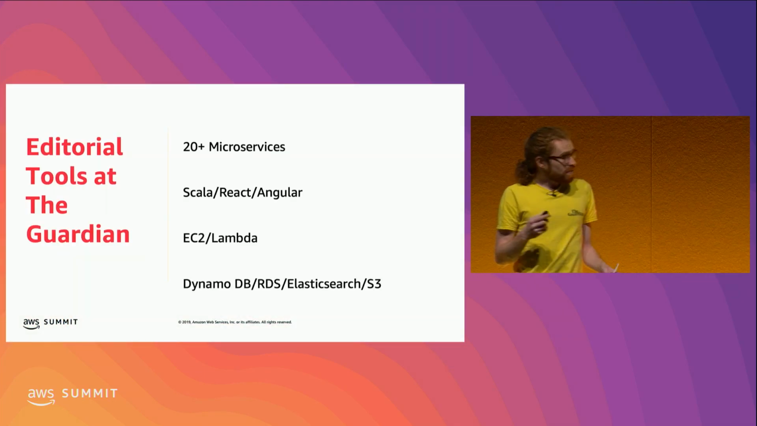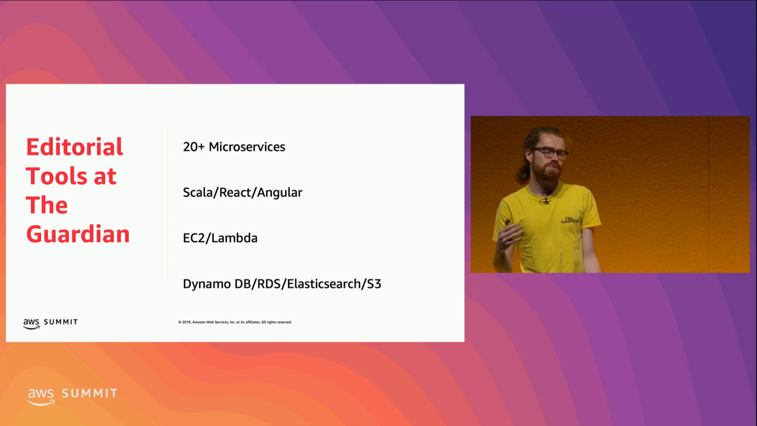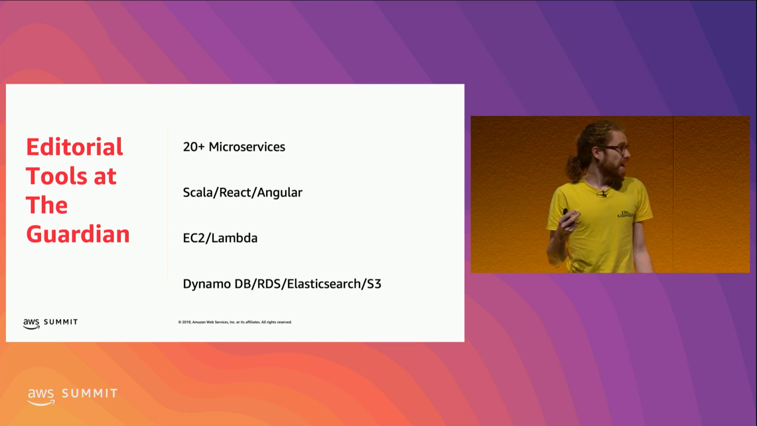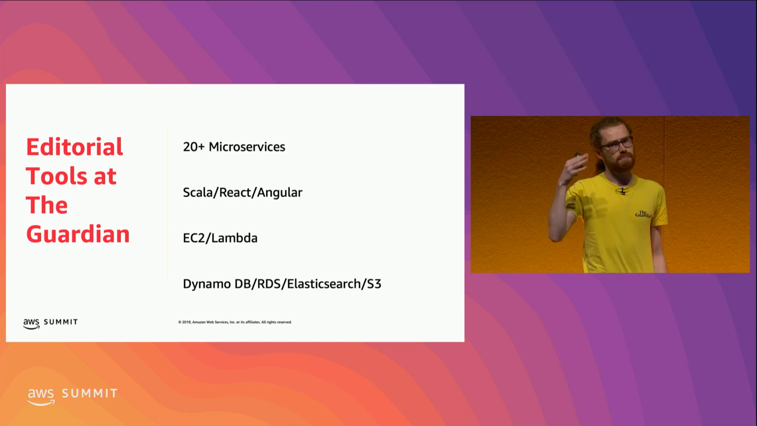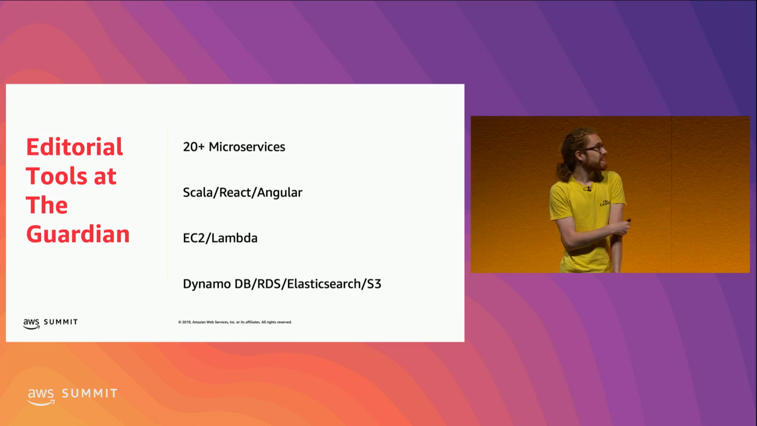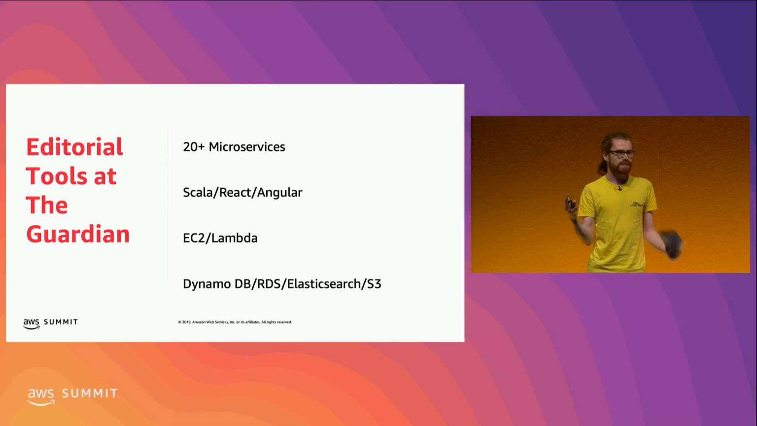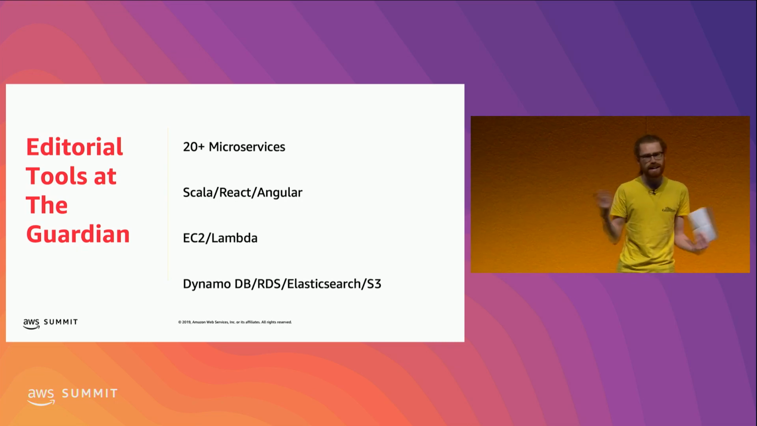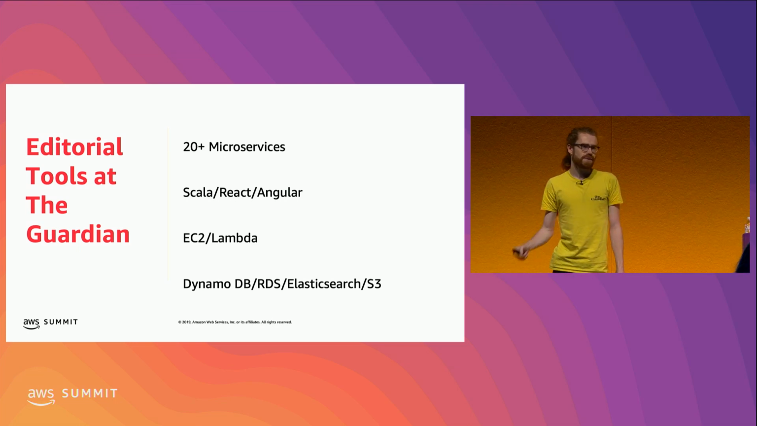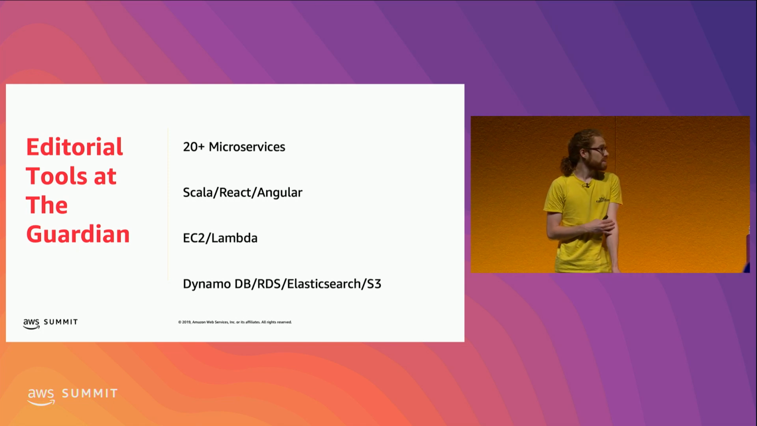So the editorial tools at The Guardian is largely done in-house. We have over 20 different microservices which handle everything from article creation, picture management, production following, all the way through to really important things like crosswords. And we're almost entirely an AWS shop, mostly with a Scala backend, and then using a mix of React and Angular or whatever on the front end. The vast majority of our services are running straight on EC2 boxes with an increasing amount of Lambda as well.